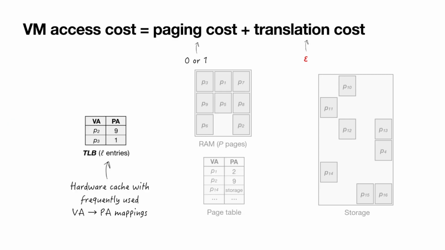So for this reason, there is a hardware cache with frequently used virtual to physical mappings. That's called the TLB, which stands for Translation Lookaside Buffer. This is a very small cache and holds a subset of all the mappings that are in the page table. The cost of a lookup in the TLB is negligible relative to epsilon, so we model this as 0.